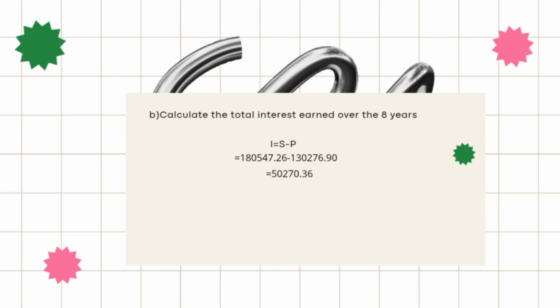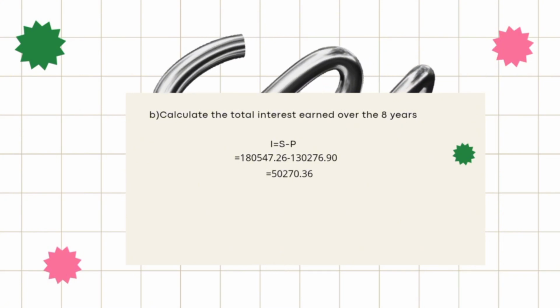So I will present for my part. For B, calculate the total interest earned over the 8 years. So the formula is I equals S minus P. So 180,547.26 minus 130,276.90. So the answer is 50,270.36.